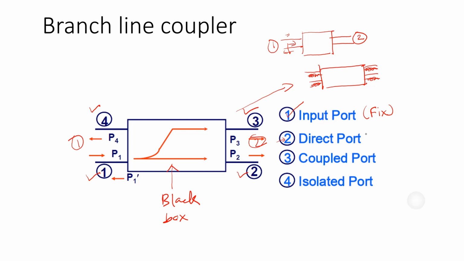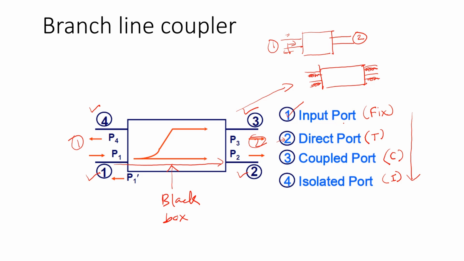Direct port, or sometimes we denote it by using T, or through port. So if 1 is your input port, then the direct connection to port 2 is called the through port. Next, port 3 is called the couple port, or in capital C, and port 4 is called the isolation port, or in capital I.